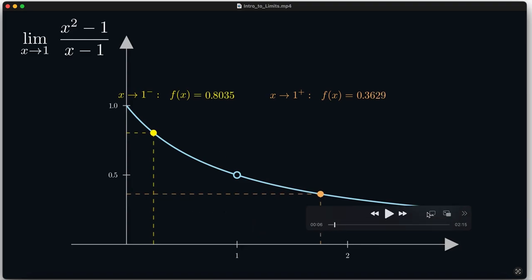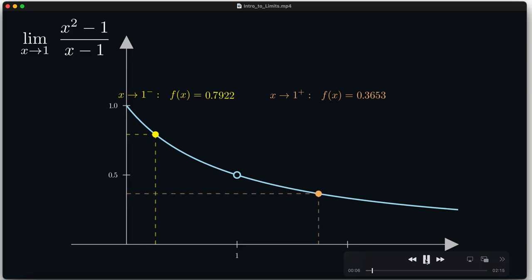So the idea of a limit is that when we look at the function and x gets closer and closer to 1, we want to know what happens to y. There are two ways to approach 1. We can approach 1 from the left side, this is the yellow dot here, on top, left, or we can approach 1 from the right side. This is x approaches 1 plus, which means from the right side.